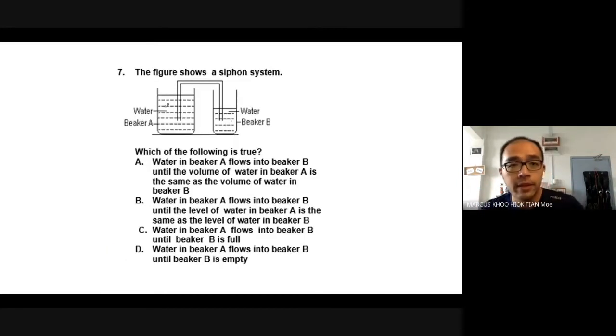Alright, number 7, siphon system. Okay, this is as I said yesterday, yang kalau kamu bela ikan ini kan, kamu mesti buat begini. Okay, read through the following 4 statements and tell me which is the one that is true. Rania, which of the following is true?